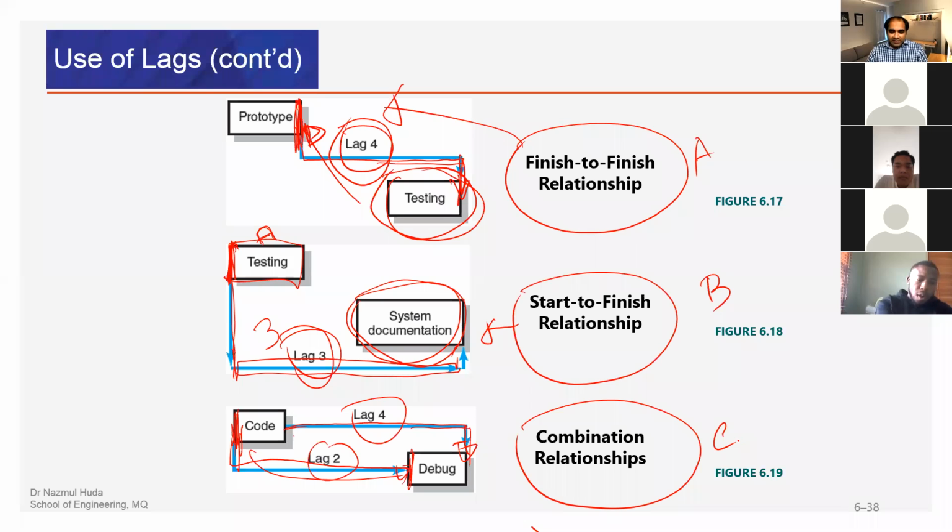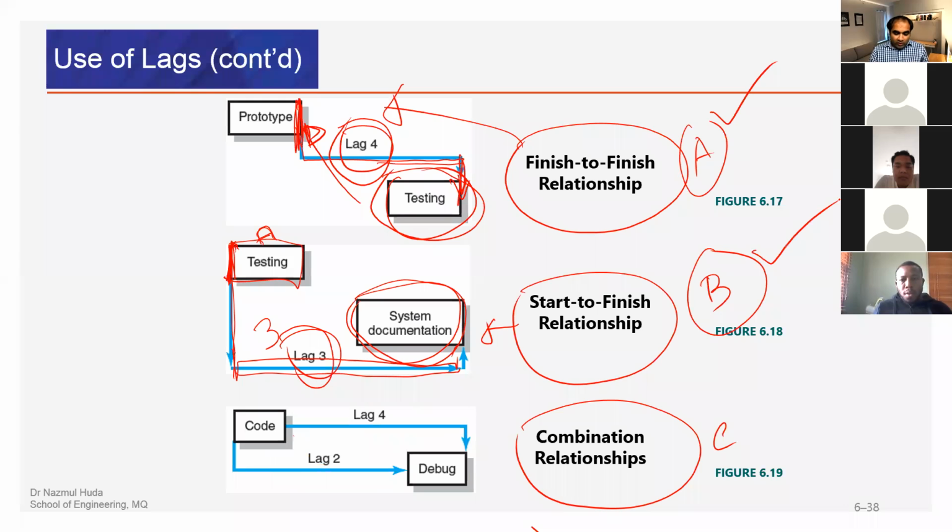Okay. Combination activity C is. So A and B is crystal clear. All right. So A and B, finish to finish, start to finish. That means we are restricting the following activity, as soon as this one finished, how this is related to the following one. So we are restricting the time. In a combination activity, we can have finish to finish and start to finish. We can have multiple lags.